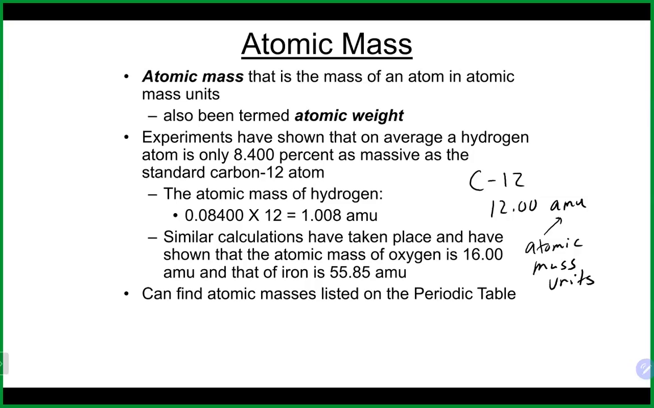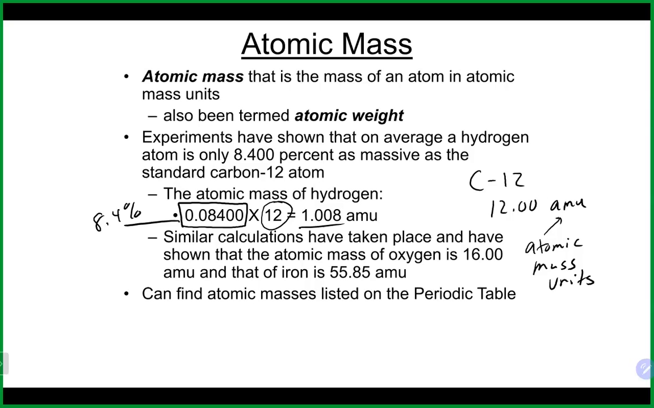For example, they did experiments which show that hydrogen is only about 8.4% as big as the carbon-12 isotope. So they did the math: 8.4% converted into a decimal, divide by 100 or move the decimal place two places to the left, times the atomic mass of carbon-12, and we get 1.008 AMU, which is the number we see on the periodic table underneath hydrogen.